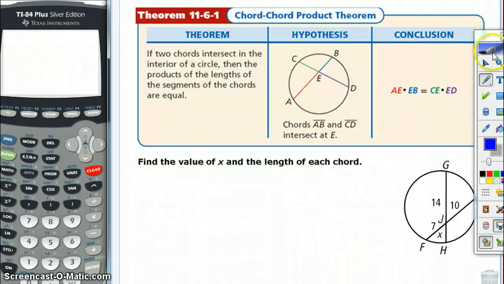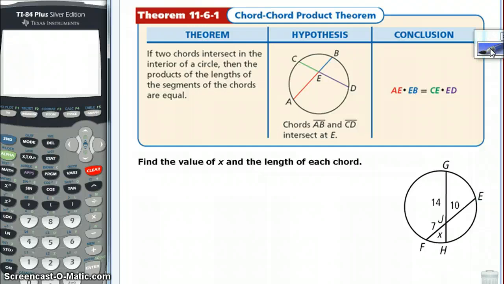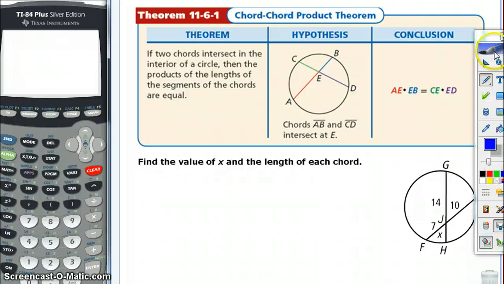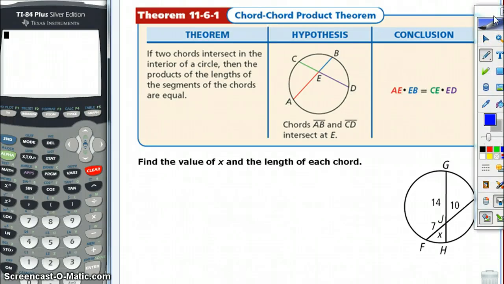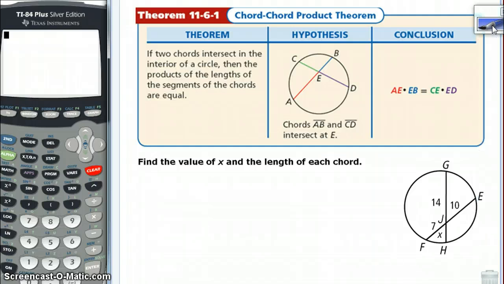So here's the theorem. It says that if two chords intersect in the interior of a circle, and these are both chords here, CD and AB, then the products of the lengths of the segments of the chords are equal. So obviously they intersect each other. What we're saying is that this part times that part is equal to that part times that part. All right, so that's pretty straightforward. So let's go ahead and get some problems going here.